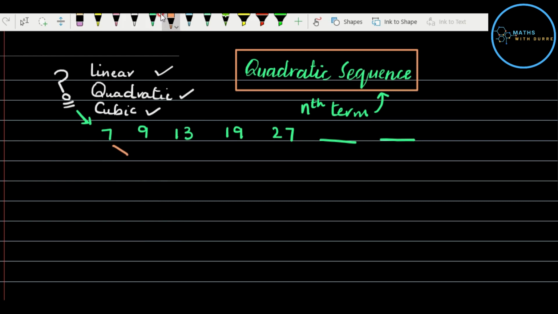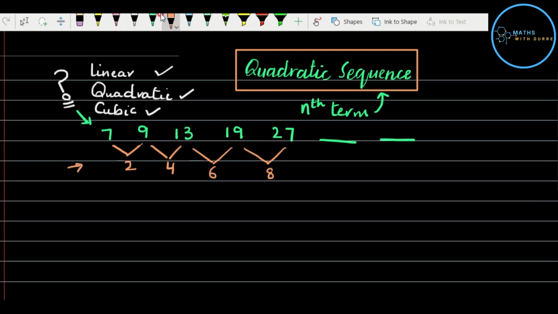What is the difference of 7 and 9? 9 minus 7 is giving you what? 2. Okay. And 13 minus 9 is giving you what? 4. Alright. 19 minus 13 is 6, and 27 minus 19 is giving us 8. Stop and check yourself.